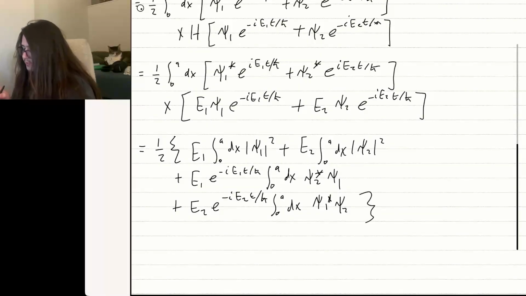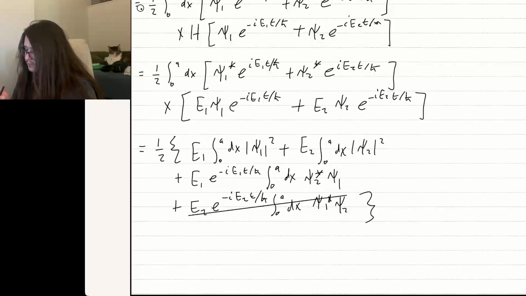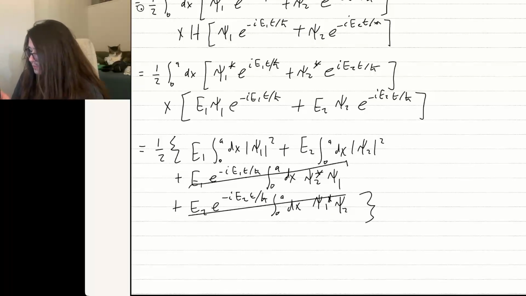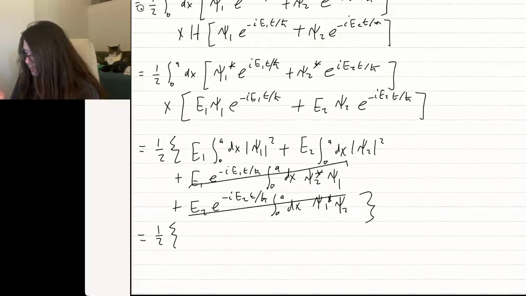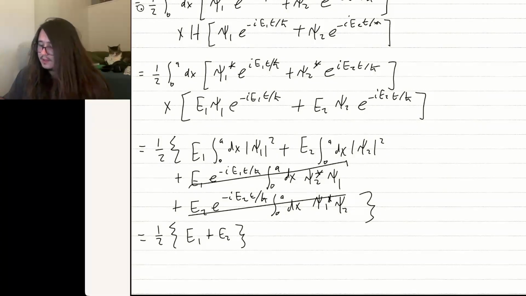But I shouldn't have bothered writing those out because those integrals are 0. Those stationary states are orthogonal to each other. And then the integrals of the square modulus of each stationary state are just 1. So we've got 1/2 of E1 plus E2.